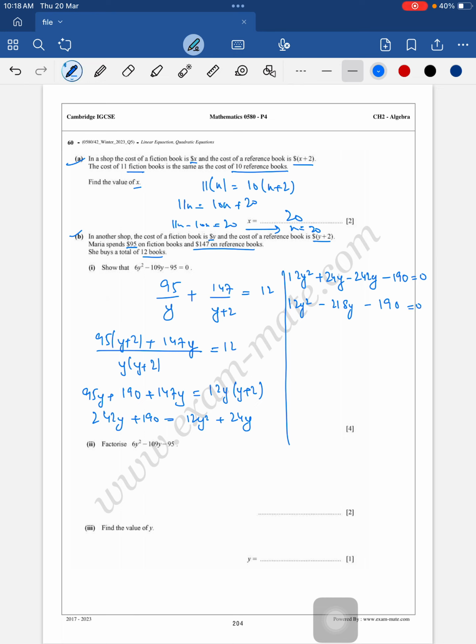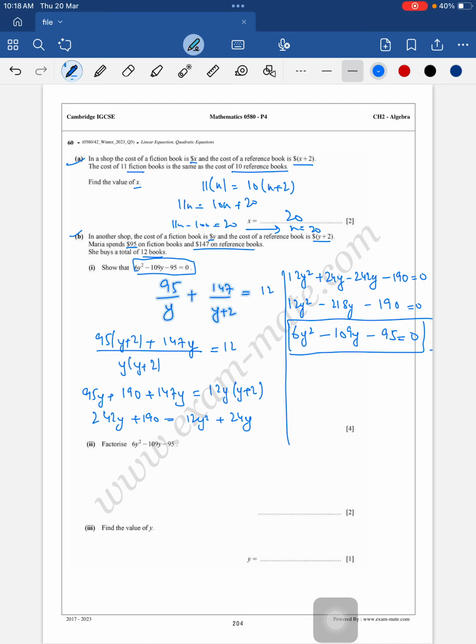Now to simplify this, we have to show this 6y square minus 109y minus 95. In order to get 6 in place of 12y square, I just need to divide by 2. So 12y square divided by 2 is 6y square, 218 divided by 2 is 109y, and 190 divided by 2 is 95. This is the expression which was required to be shown. Clear? 6y square minus 109y minus 95.